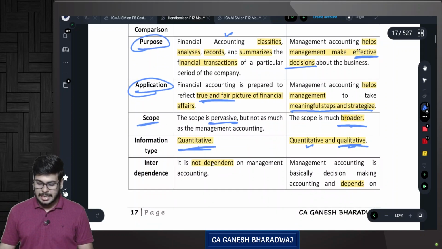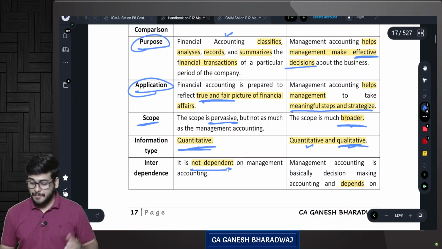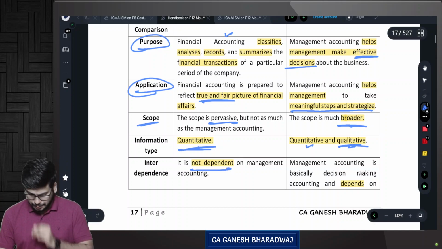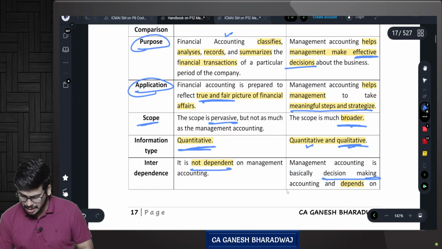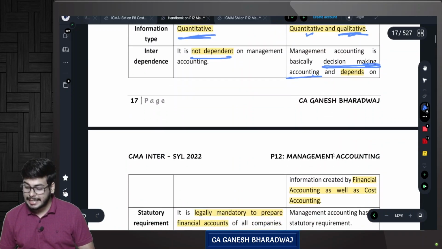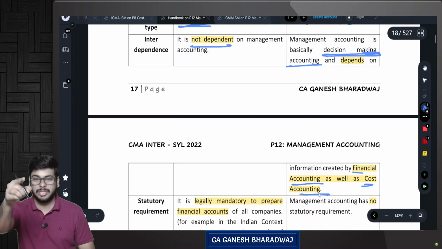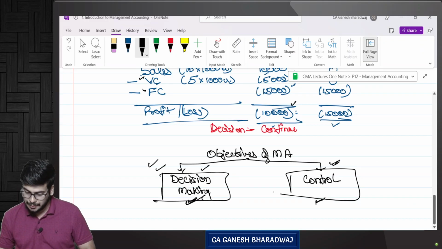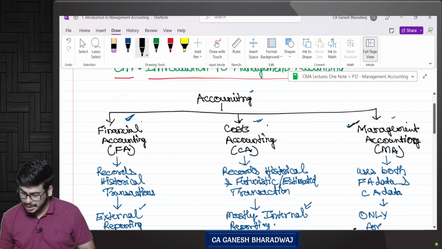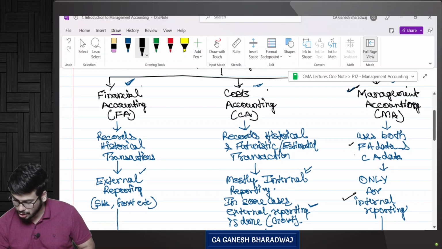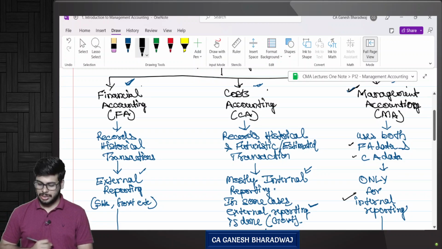Next, interdependence. Financial accounting is not dependent on management accounting, whereas management accounting is basically decision making accounting. See, they have given the name itself. It is decision making accounting, and it depends on the information created by financial accounting and cost accounting. I told this to you right here itself. I told you at the beginning. Yes, it uses both the financial accounting data as well as the cost accounting data.